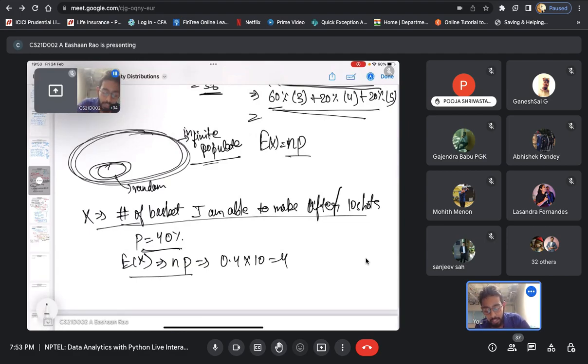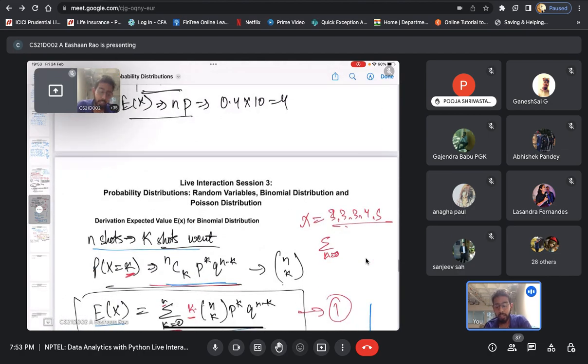So we have taken an example: if I have taken 10 shots, and my probability of success is 40%, I can tell using n and p, that is my expected value or mean, that any time I take 10 shots, there is a chance that at least 4 shots will get in the basket. So we expanded that problem into n shots and k.